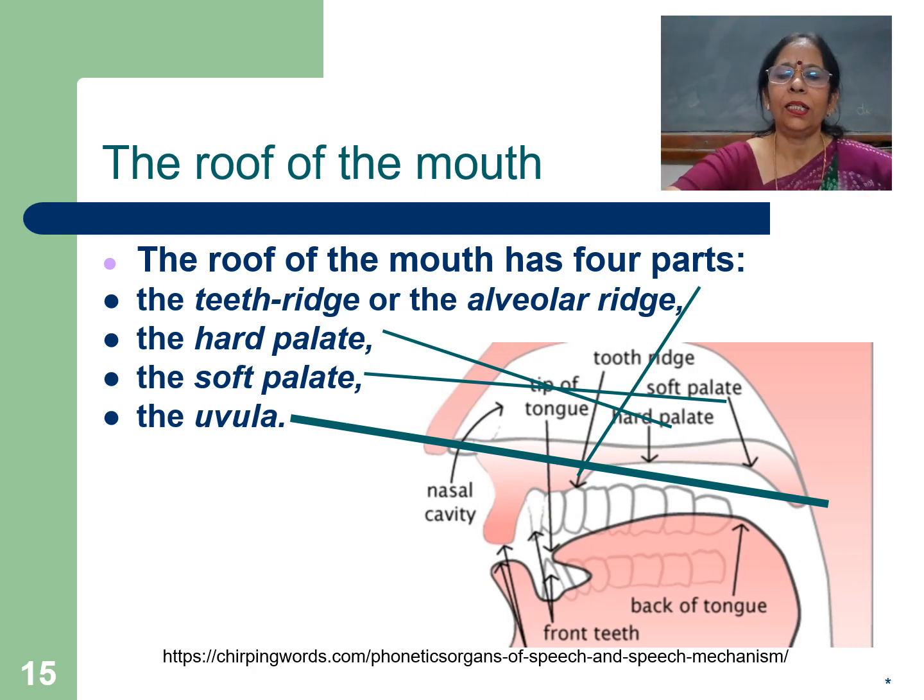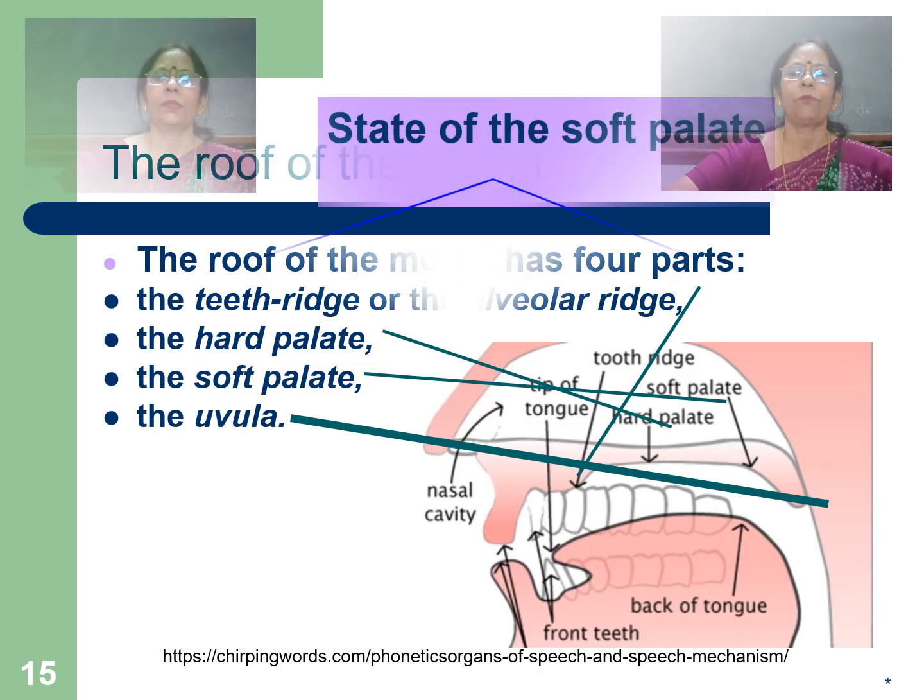In order to understand how the nasal and oral sounds are produced, we have to understand the structure of the roof of the mouth. The roof of the mouth has four parts. The first is the teeth ridge or the alveolar ridge, followed by the hard palate, the upper convex area behind the teeth ridge. And the soft area behind the hard palate is the soft palate. The uvula is the fleshy structure at the end of the soft palate.